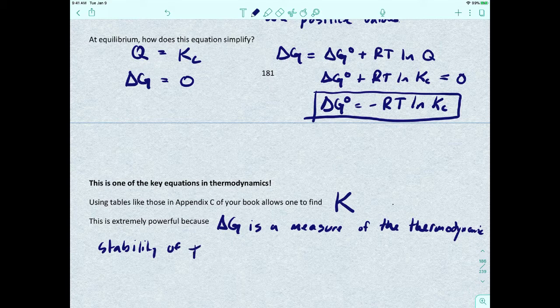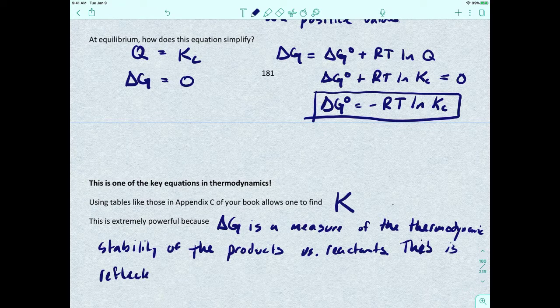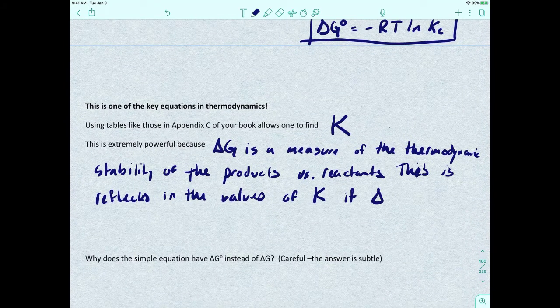of the products versus reactants. This is reflected in the values of K. If delta G at standard state is less than 0, then the equilibrium constant has to be greater than 1 and products are formed.